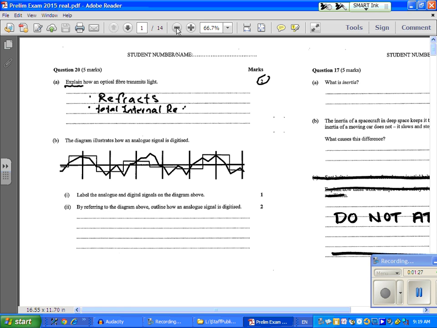The word reflection does not count in it as a way you do it. And the other thing you could mention is the fact of different optical densities. An optic fibre is a bit of glass, and that transmits light.